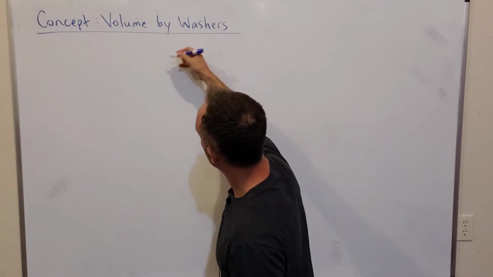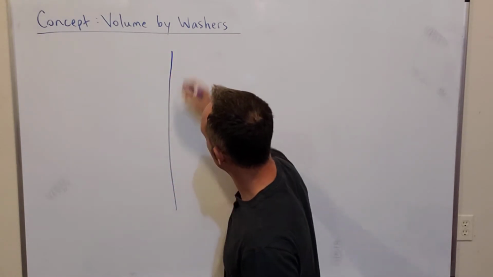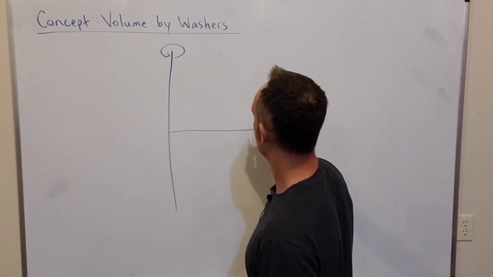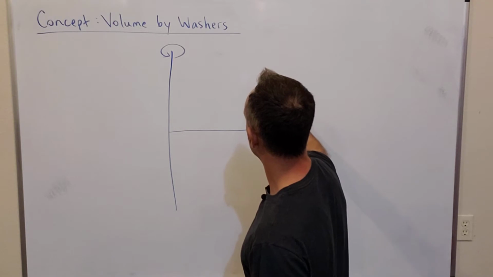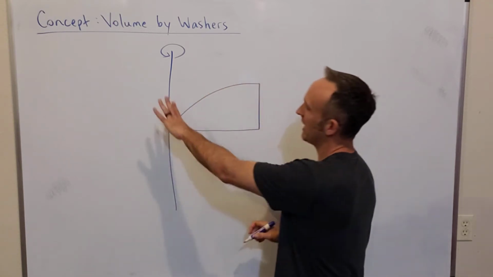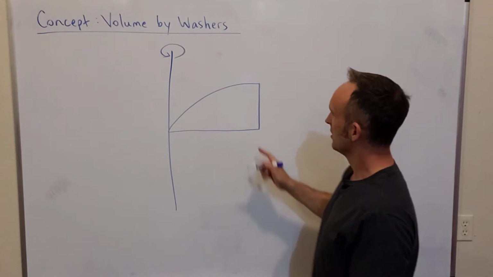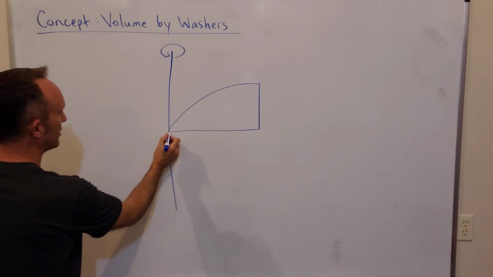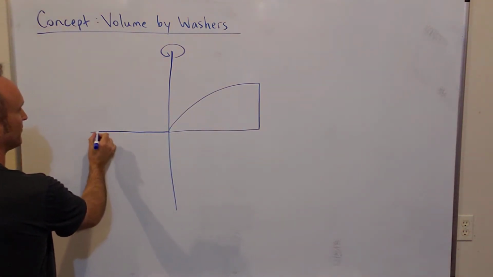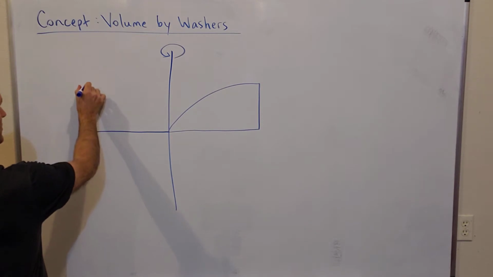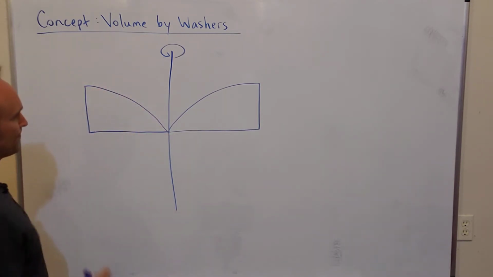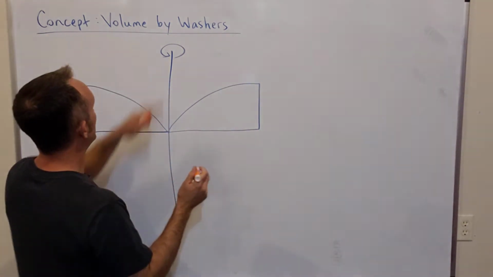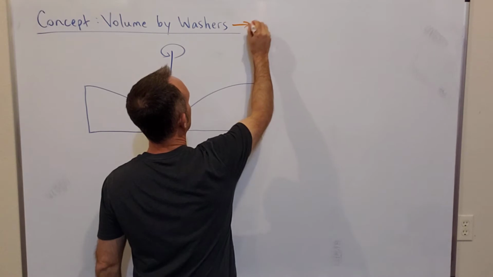Let's say that we're using this vertical axis of rotation and we want to rotate this region around that axis of rotation, right? So if I were to rotate this around, to visualize it would be helpful to draw a mirror image across that axis of rotation. So something like this, maybe.